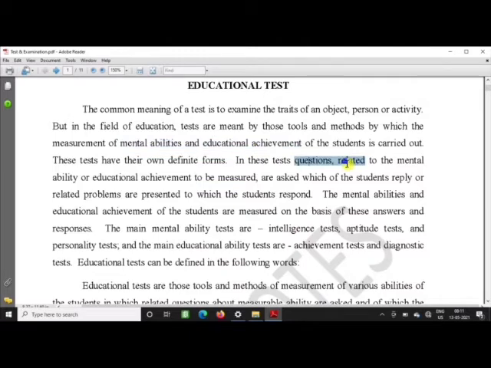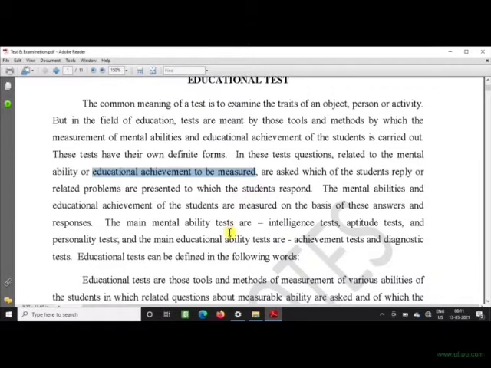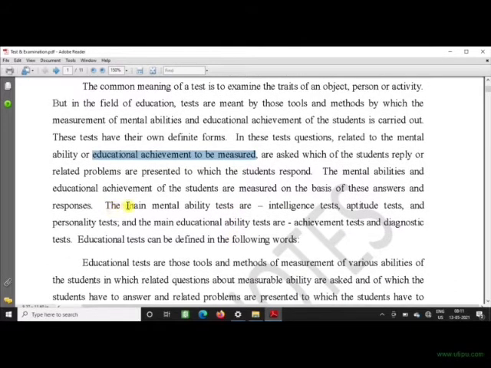In these tests, questions related to the mental ability or educational achievement to be measured are asked, which the students reply to, or related problems are presented to which students respond. So any kind of questions from the syllabus or during your teaching process, when you ask during the class, will check the students' mental ability. The main mental ability tests are intelligence test, aptitude test, and personality test. These different kinds of tests will measure mental abilities of the students.